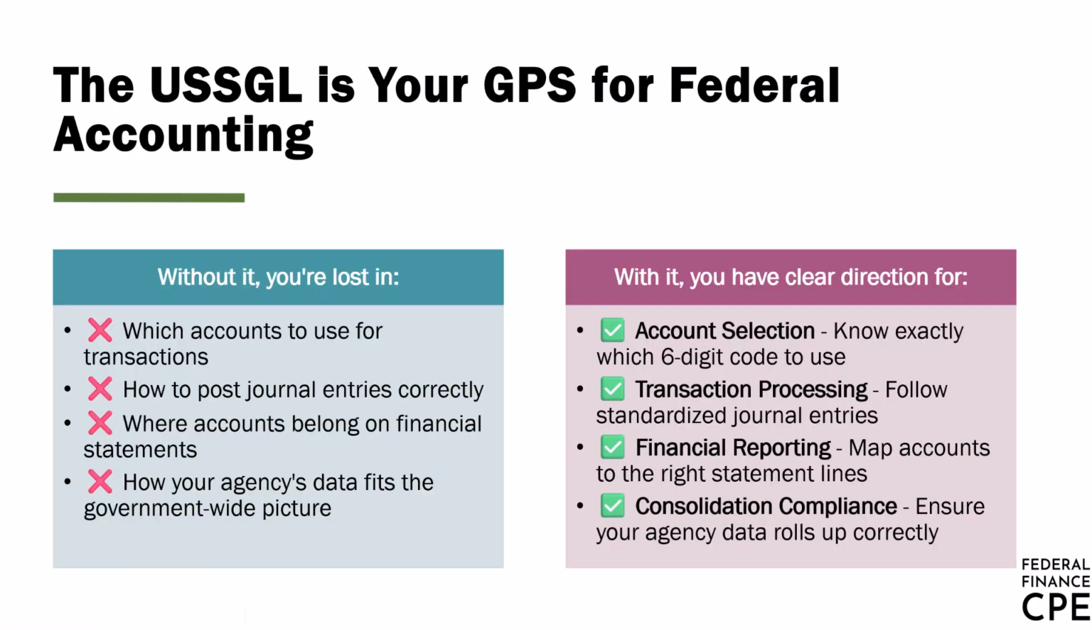So if I had to use an analogy for the USSGL, it would be a GPS, because without your GPS, you'll be lost. So without the USSGL, are you going to know which accounts to use for transactions? Well, the USSGL gives you a 6-digit account for every type of GL account you could use in the federal government. Are you going to know how to post journal entries correctly? Well, luckily, the USSGL provides transaction codes, which are journal entries, and they cover almost any type of transaction you can imagine, though not all.